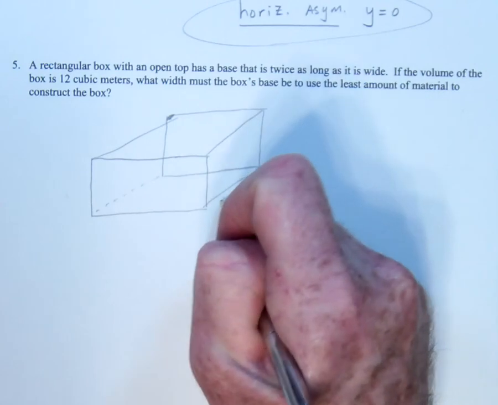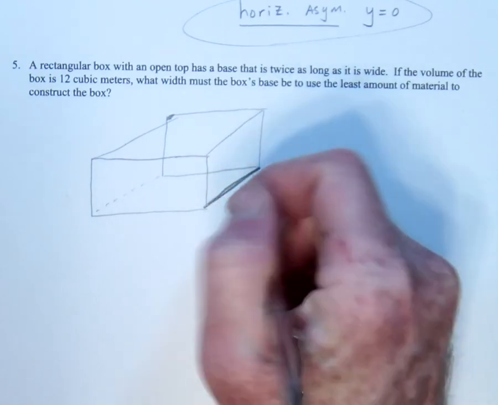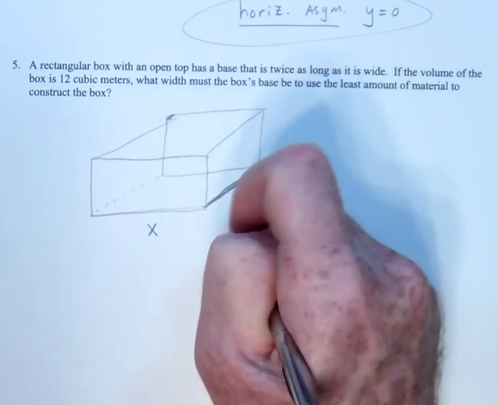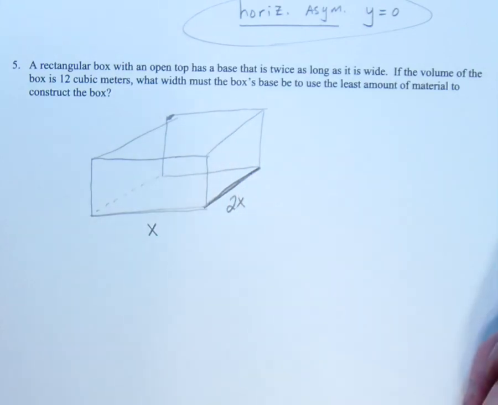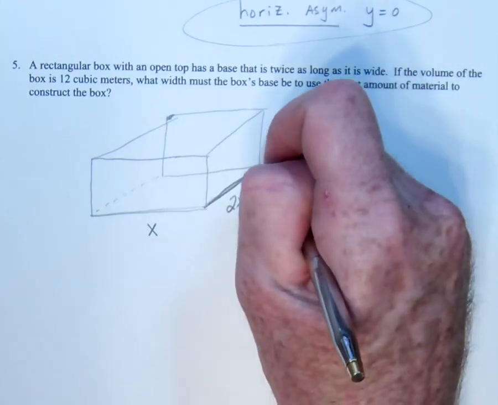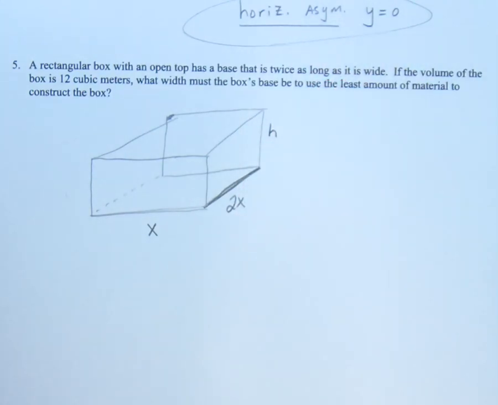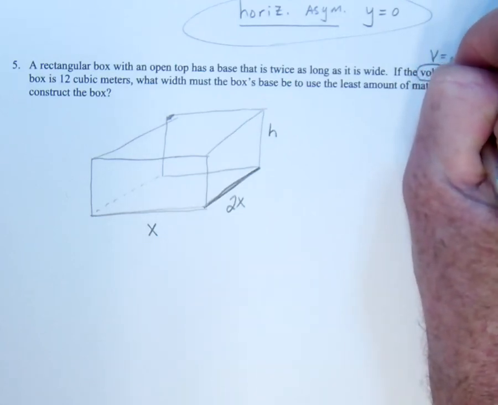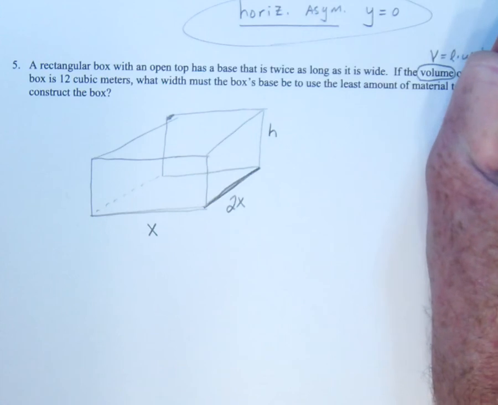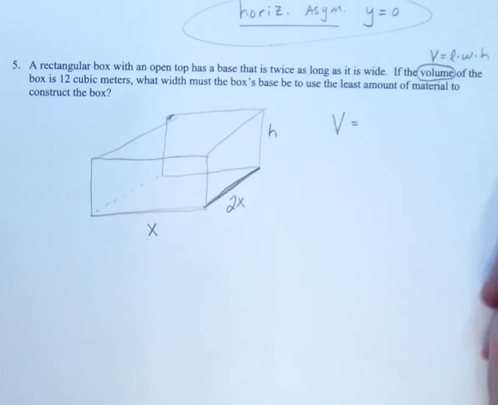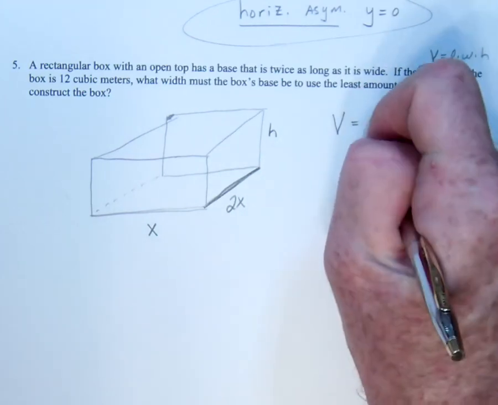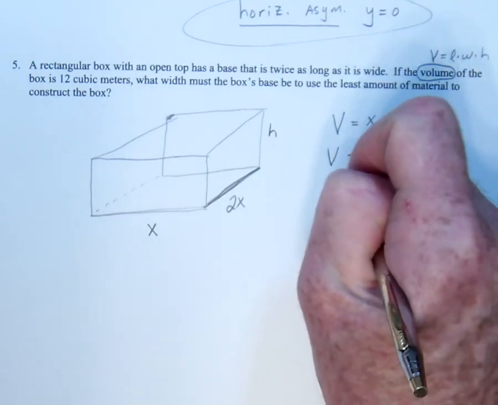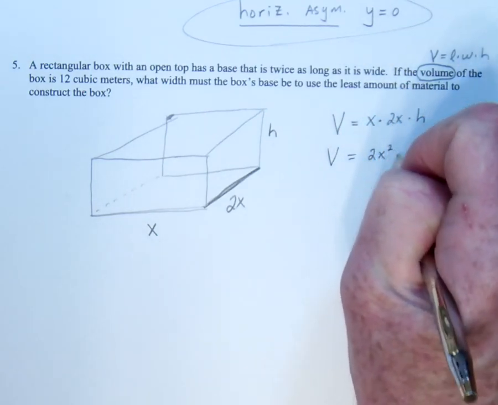It's twice as long, so this is going to be how long it is. It's twice as long as it is wide. So whatever this width is, which I don't know, I'll call it x, and this is twice as much, 2x. And then it says nothing about the height, so I'm just going to say h for height. Next, the question is about volume. So volume is equal to the length times the width times the height. So volume, in this case, is going to be multiplying these three sides: x times 2x times h. Or in other words, volume is equal to 2x squared times h.